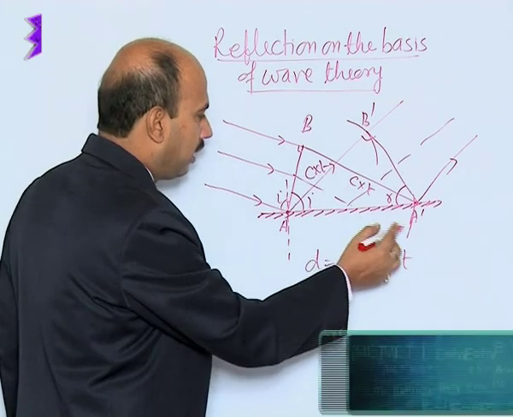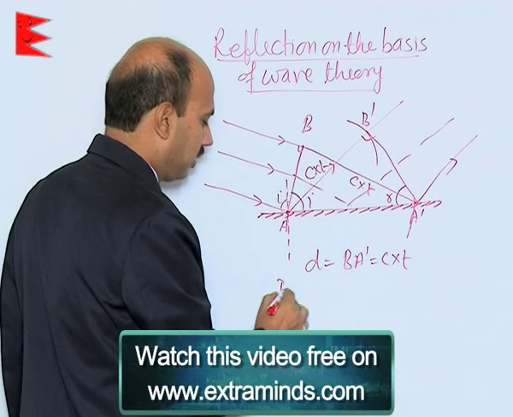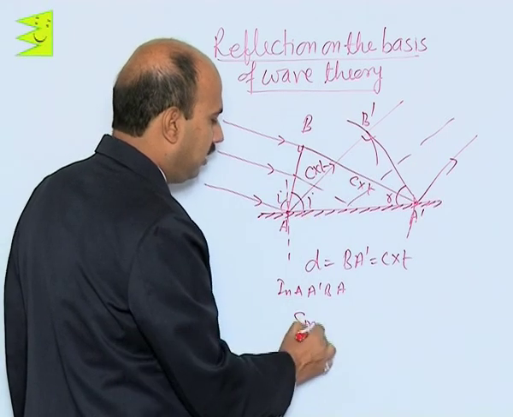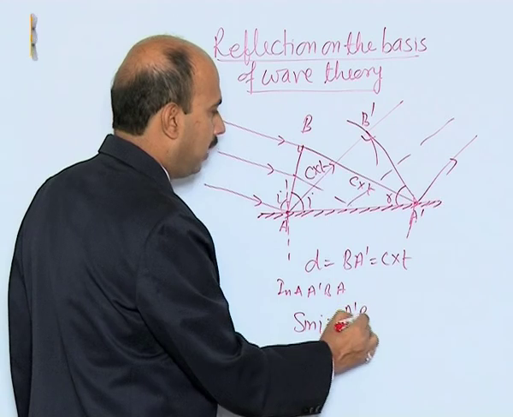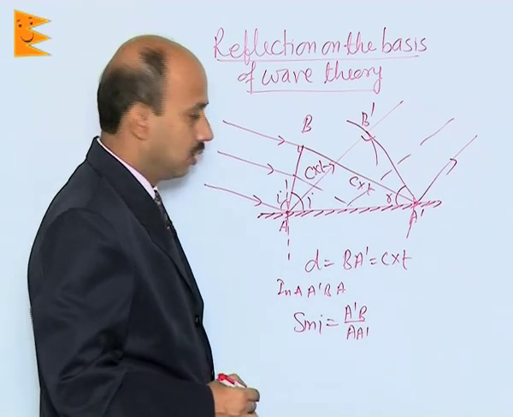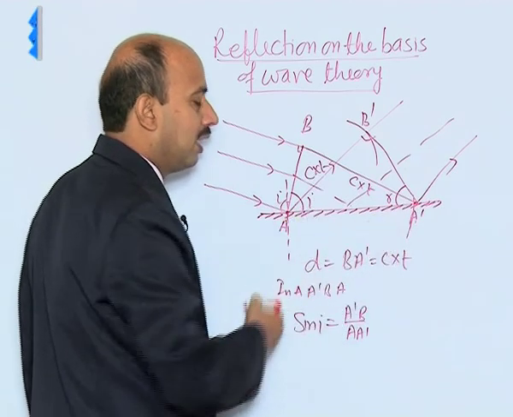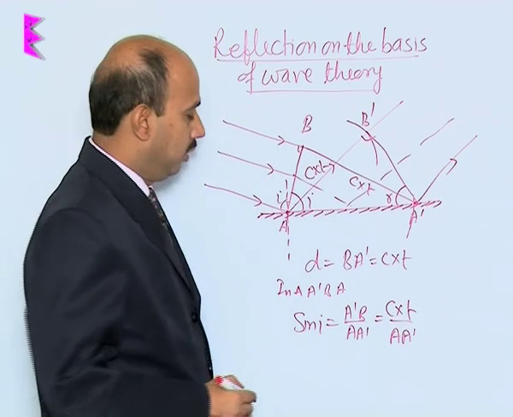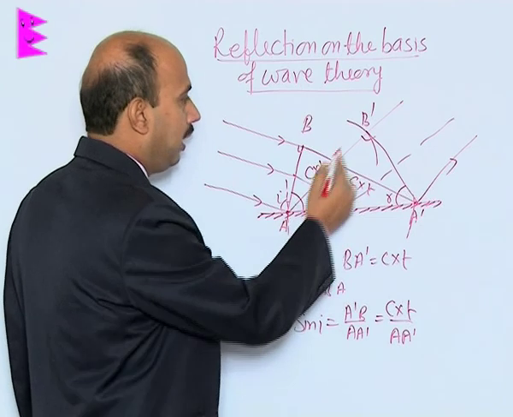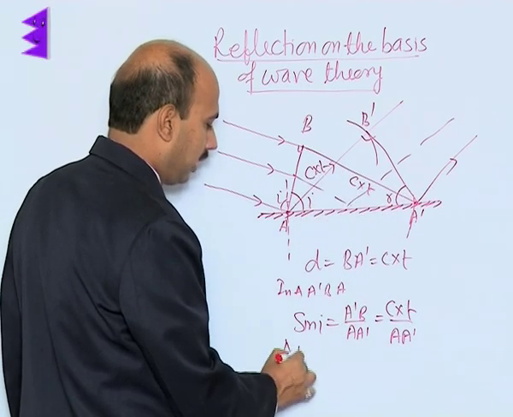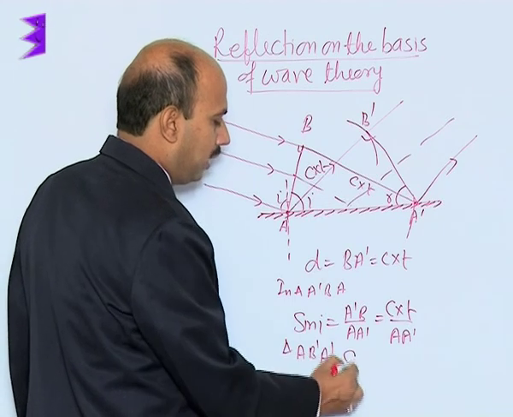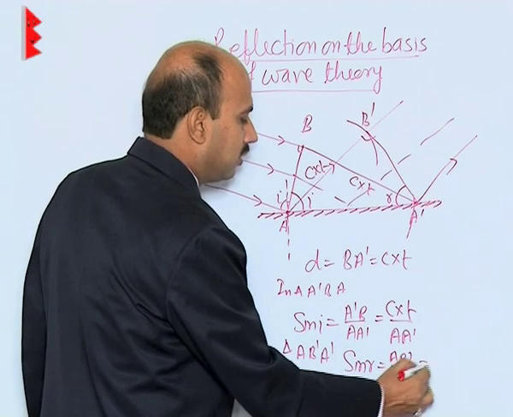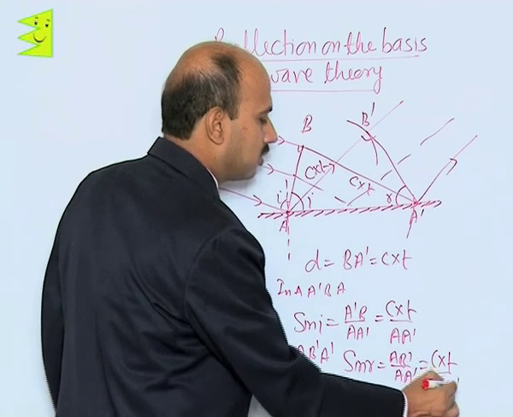Now in triangle A dash BA, we can write sin I is equal to A dash B upon A dash A. A dash B is the perpendicular and A dash A is the hypotenuse, so that is c into t upon A dash A. Similarly, in triangle AB dash A dash, we can write sin R is equal to AB dash upon A dash A, which is equal to c into t upon A dash A.